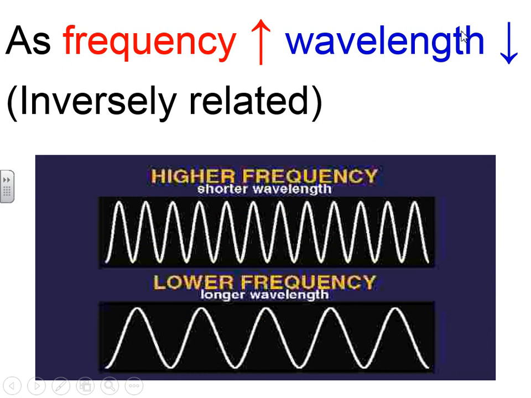So this is what we call an inverse relationship. As frequency increases, wavelength decreases. They are inversely related. So a higher frequency wave has a shorter wavelength. Lower frequency wave has a longer wavelength.